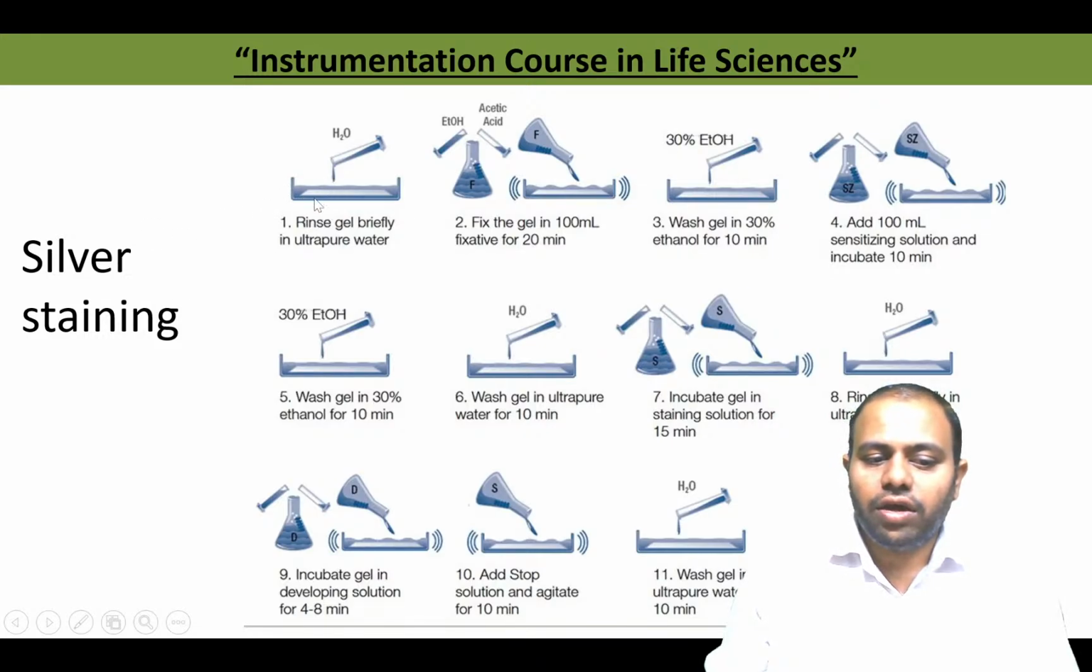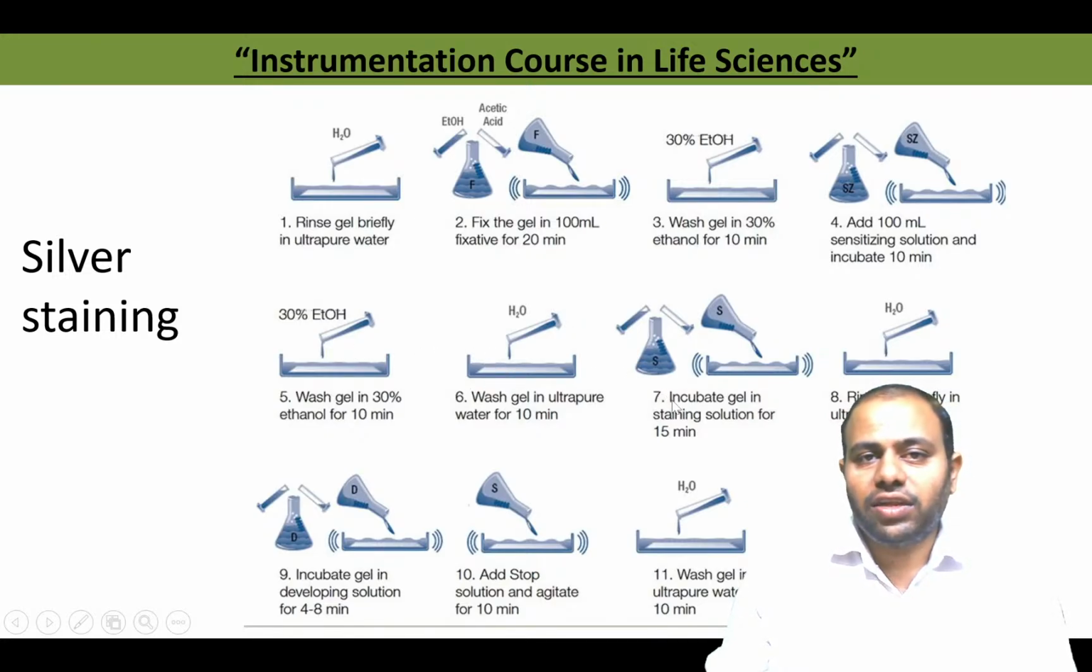First of all, rinse the gel with ultra pure water, then fix the gel using a fixing solution, which is generally acetic acid and ethanol. This will remove all the compounds that are not required in the staining. Then you have to sensitize the gel using silver sensitizing solution, that is 10 ml. Then wash the gel again with 30% ethanol, and again wash the gel with water.